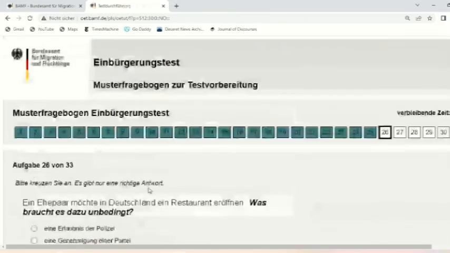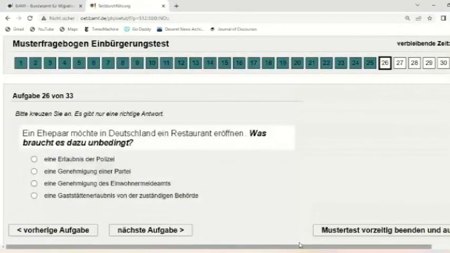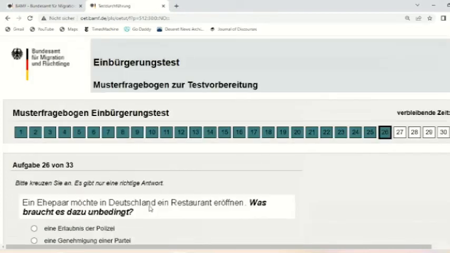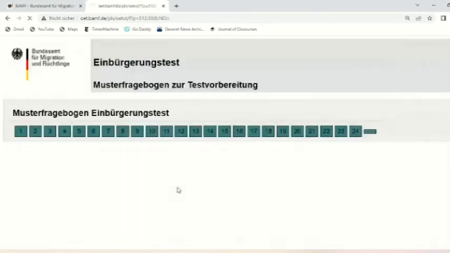Question 26. A couple would like to open a restaurant in Germany. What do they absolutely need? Permission from the police, agreement of a political party, agreement from the registration office, or a permit to serve food from the responsible department. The only one that makes sense to me is the permit to serve food.